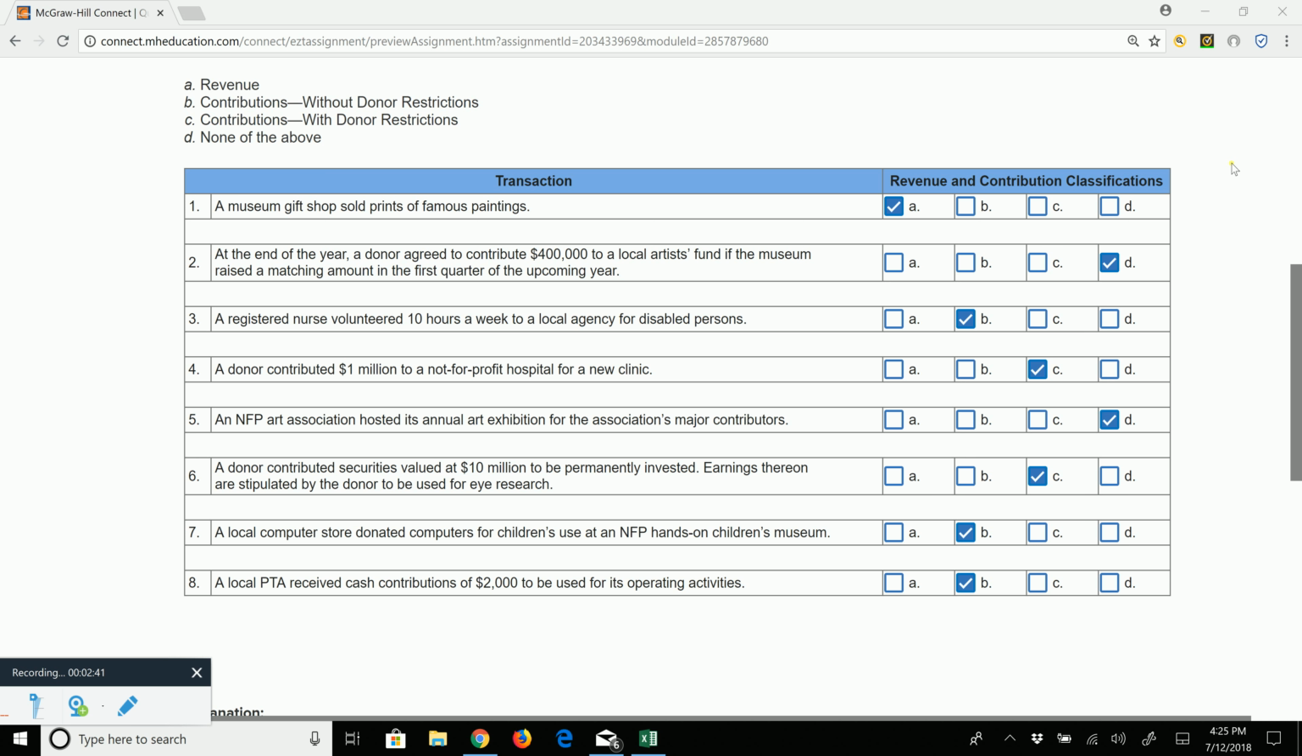Number 3, a registered nurse volunteered 10 hours a week to a local agency for disabled persons. Okay, when it comes to a donation, not of money, but a donation of service, the FASB states that a donation of a service can be recorded as a contribution revenue if it is a service that is unique, that is something that requires specialization, and something that would have to be paid for anyway.